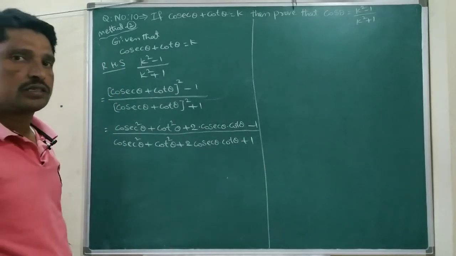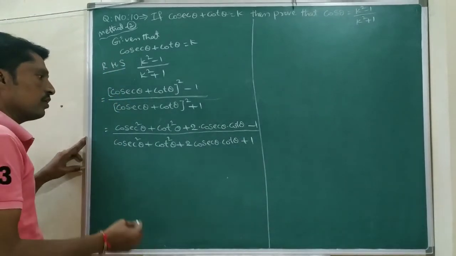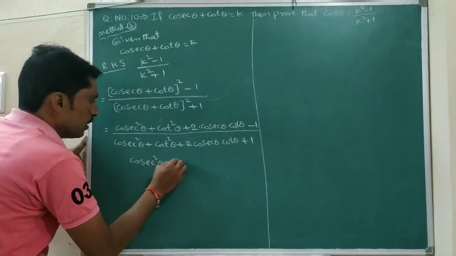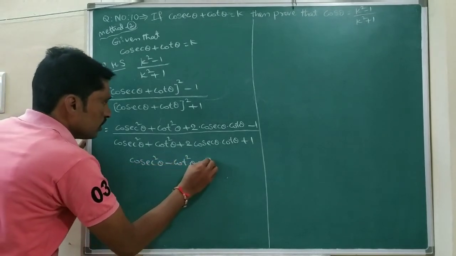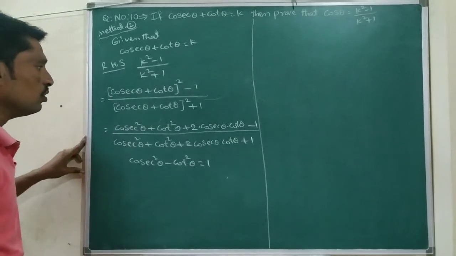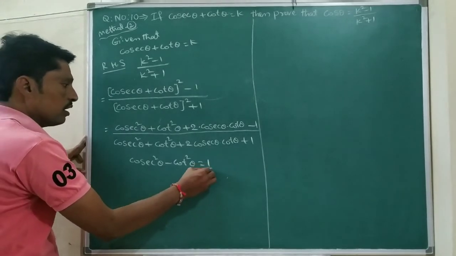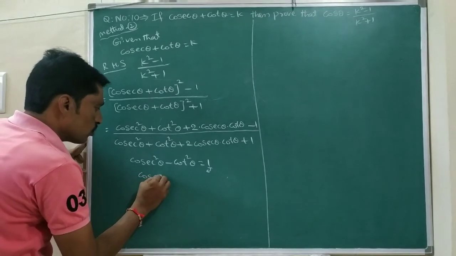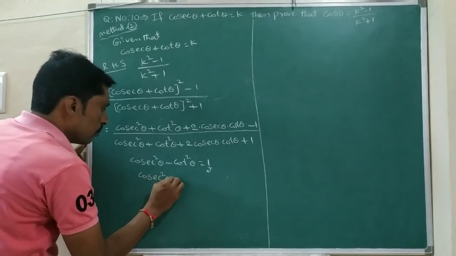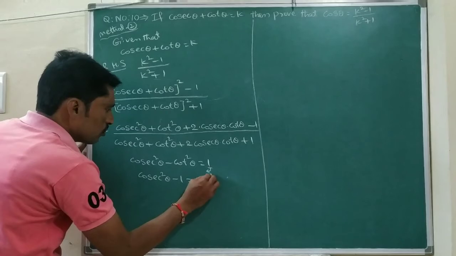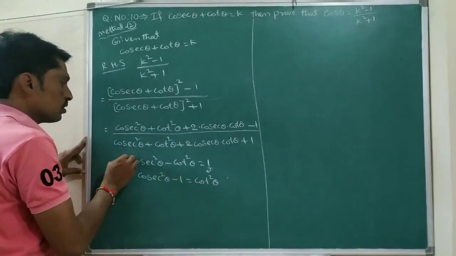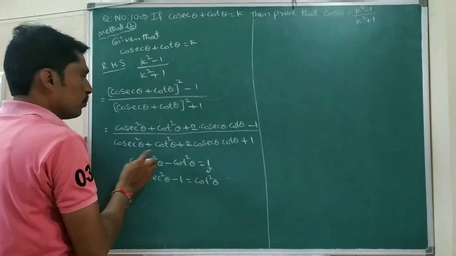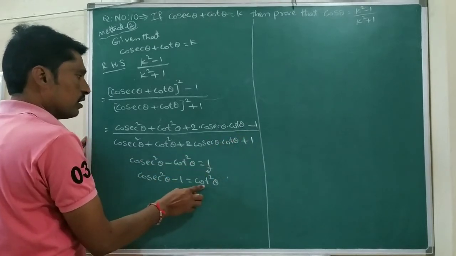So already we know that formula. What formula? Cosec square theta minus cot square theta equal to 1, we know. So this 1 I am transposing to the left, this cot square I am transposing to the right. So what can we get? Cosec square theta minus 1 equal to cot square theta we are getting. So here for cosec square theta minus 1, we can write cot square theta.